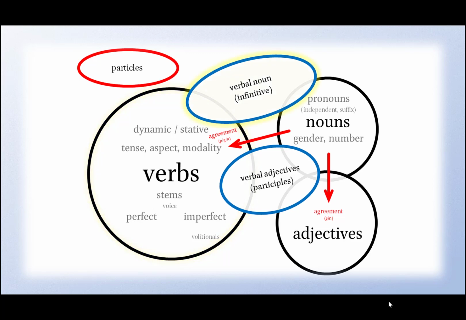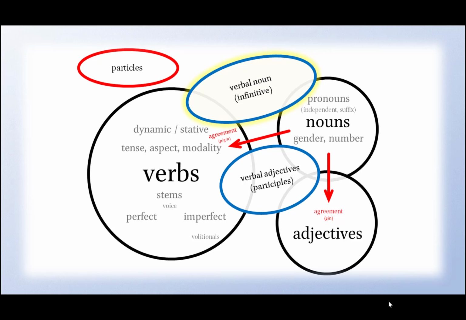Okay, let's look up top with the blue oval labeled verbal noun. There is only one kind of infinitive in biblical Aramaic versus the two of biblical Hebrew. You may remember the infinitive construct and the infinitive absolute. It is not technically correct to refer to the biblical Aramaic infinitive as the infinitive construct. Therefore, we will call it the infinitive. However, it more closely approximates what the infinitive construct does in biblical Hebrew.